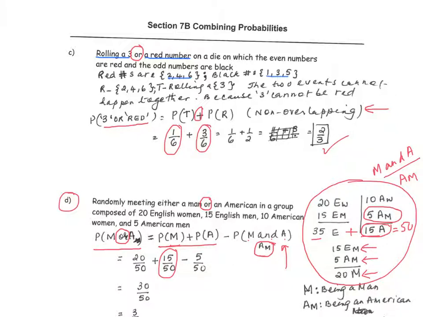So we have 5 American men, and to select randomly an American man from a group of 50 is 5 out of 50. So we just simply plug in numbers into the rule. Once we know what rule to apply, it's easy because we just plug in the numbers. But the important thing is knowing which rule to apply.